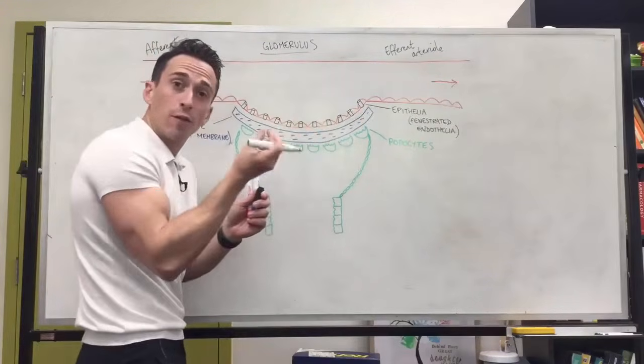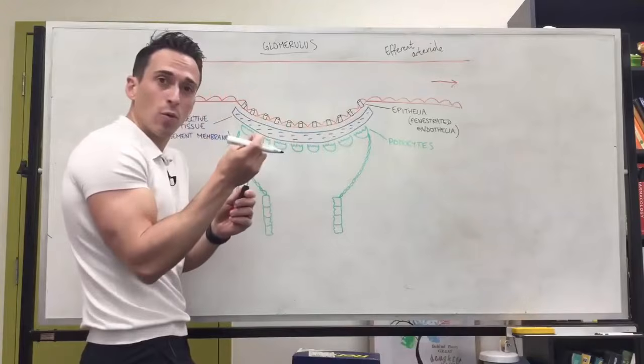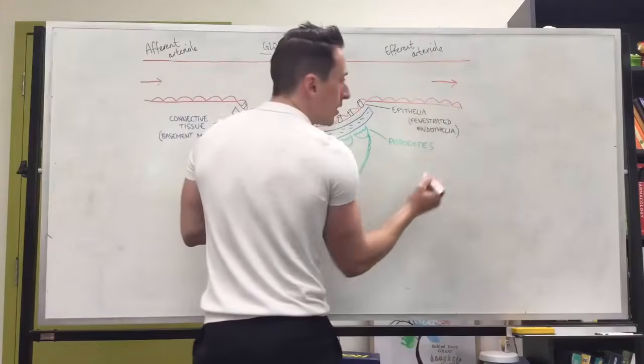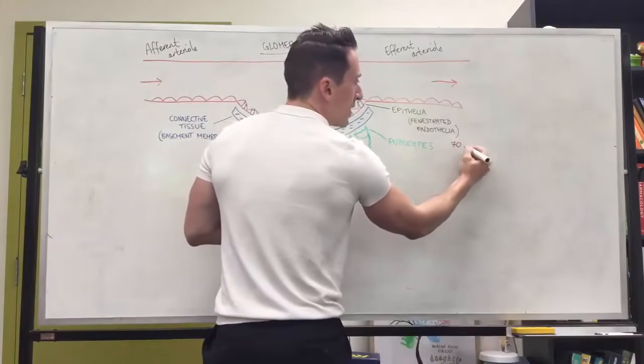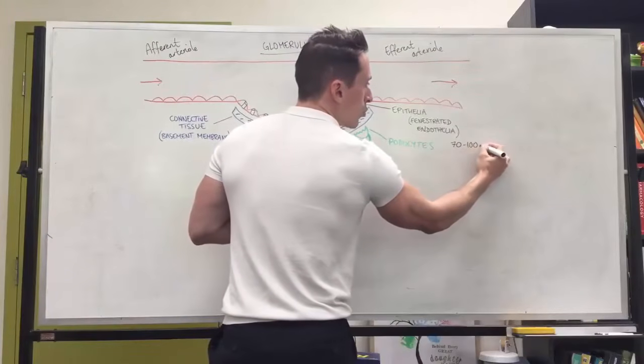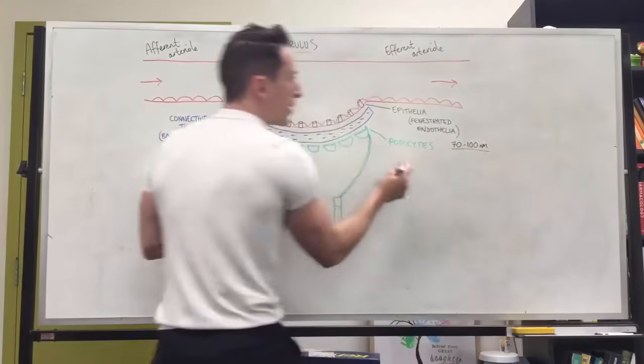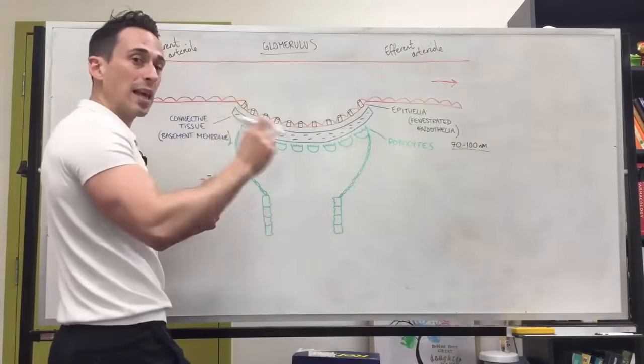Now, the width of these fenestrated endothelia. So what size things can get through. It only lets through things that are between 70 to 100 nanometers. That's its diameter. So anything smaller than that, it lets through.